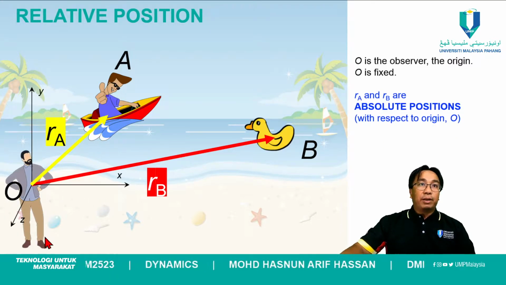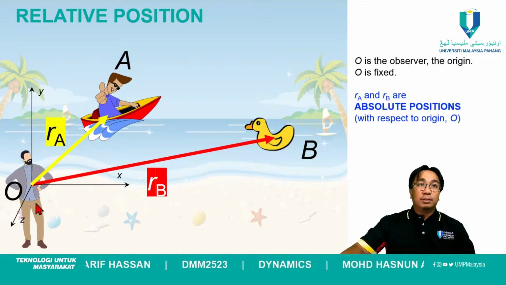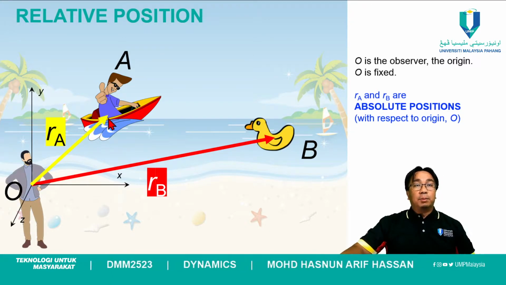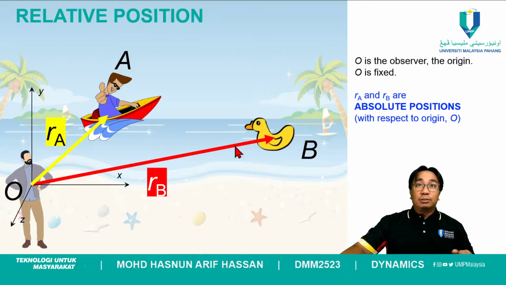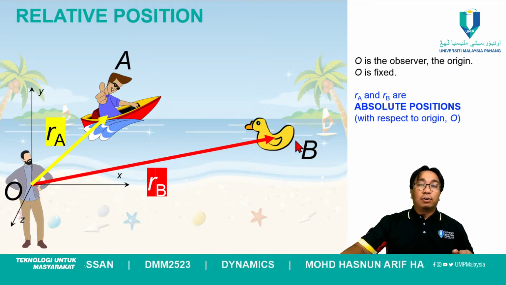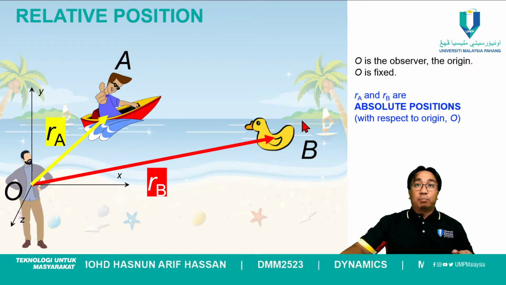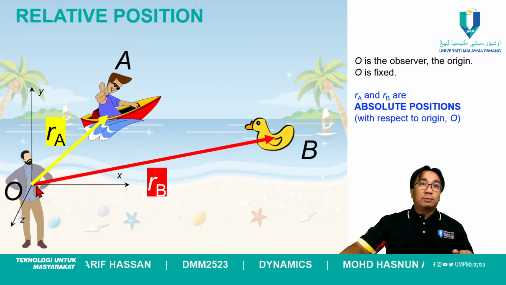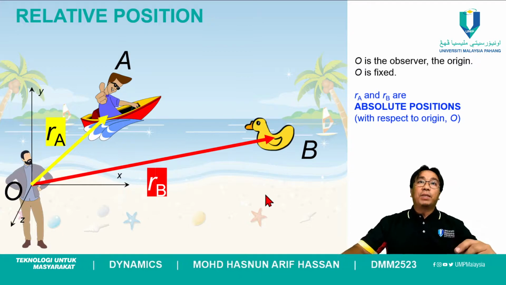Okay? The man on the shore is not moving. It is observing the motion of a man on a boat. Dia sedang memerhatikan the man on the boat moving, as well as dia juga memerhatikan a duck swimming on the ocean. So we can get the position of A with respect to O, RA. We can get the position of the duck B with respect to the standing man, RB. Okay, so these two are absolute positions.